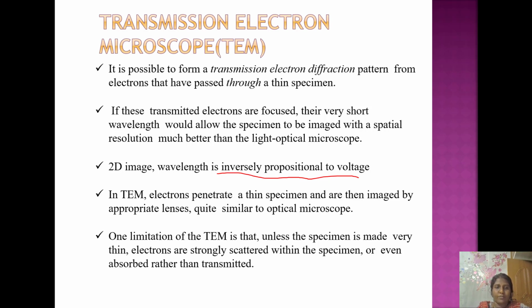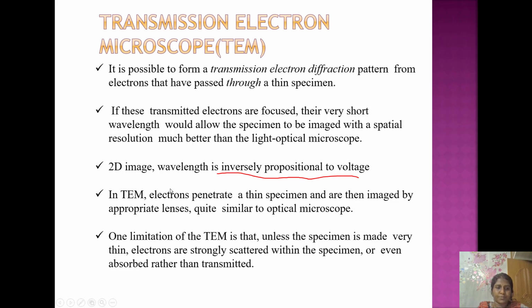That is, we are applying a large amount of voltage. Voltage is inversely proportional to the wavelength, so we get a very short wavelength. From that we get the image. From this we get only a 2D image.